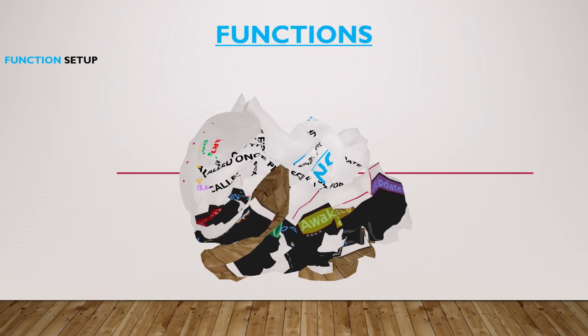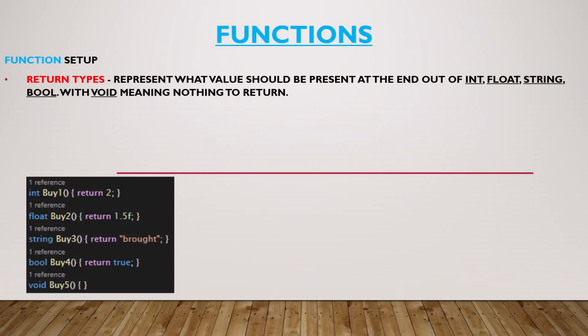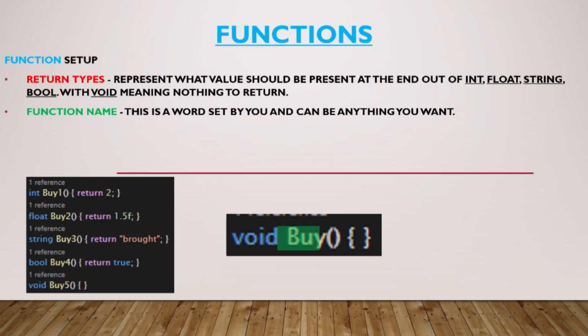Okay, let's make our own function. We're going to start by breaking it down. Void is where the return type is. This is what the code expects to be returned when it's finished, and return types are of the following: int, float, string, or bool. Void means it returns nothing.